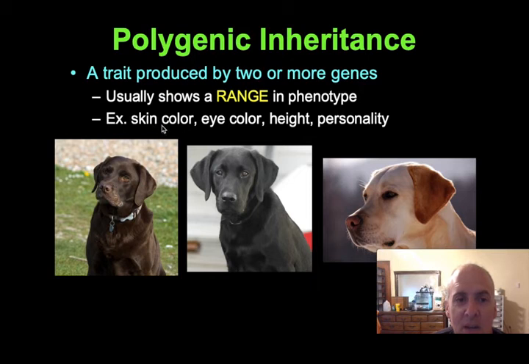Skin color. You don't have a certain set of colors. You have a blend, and all the different colors blend one into the other. Eye color. There's several different shades of brown. Height. Personality. Height is a good one.